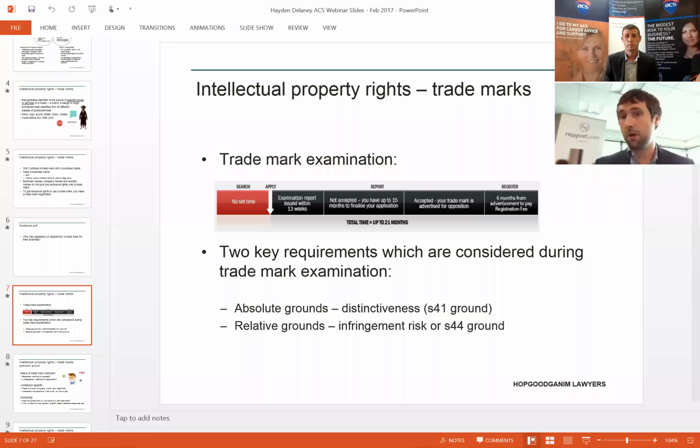So priority date, the date you apply, is key. Yes, it might take a while to get it registered, but once you do get it registered, your rights are backdated to the date you applied. Okay, so it's the application date that is key and critical.